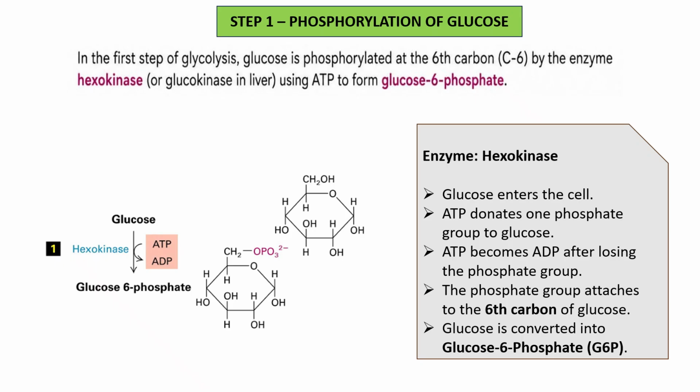In this step, the glucose molecule receives a phosphate group, PO4 3-, from ATP. The phosphate group is attached to the 6th carbon of glucose, converting it into glucose 6-phosphate, which means G6P. This reaction is catalyzed by the enzyme called hexokinase.